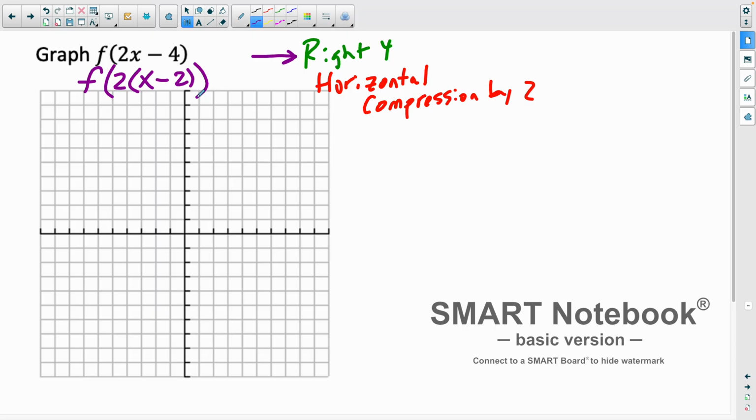Would you still say it's a horizontal compression by 2? Yeah. Still got that 2 there. But now it's not right 4, it's what? It's right 2. So that's what gets fixed there. Everybody okay with that? All right. Not okay with it, but do you kind of understand what's going on? It's definitely a little bit different.